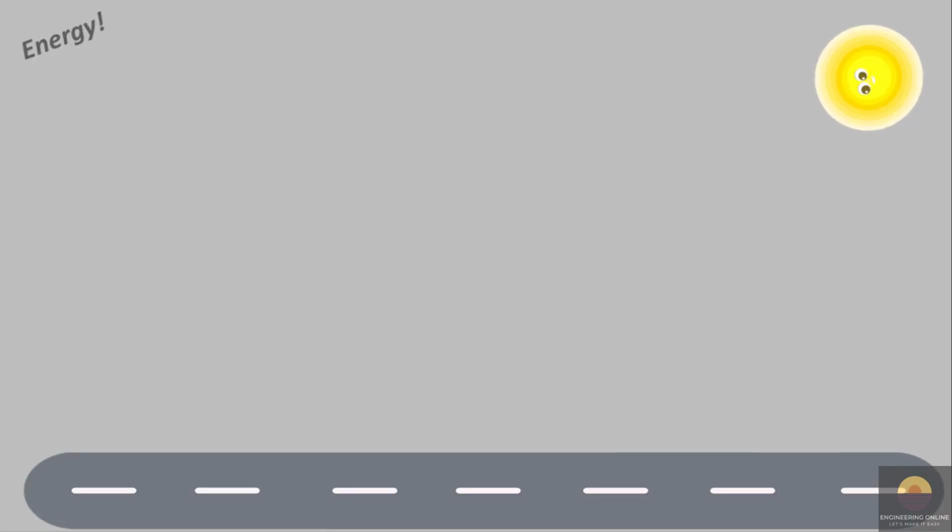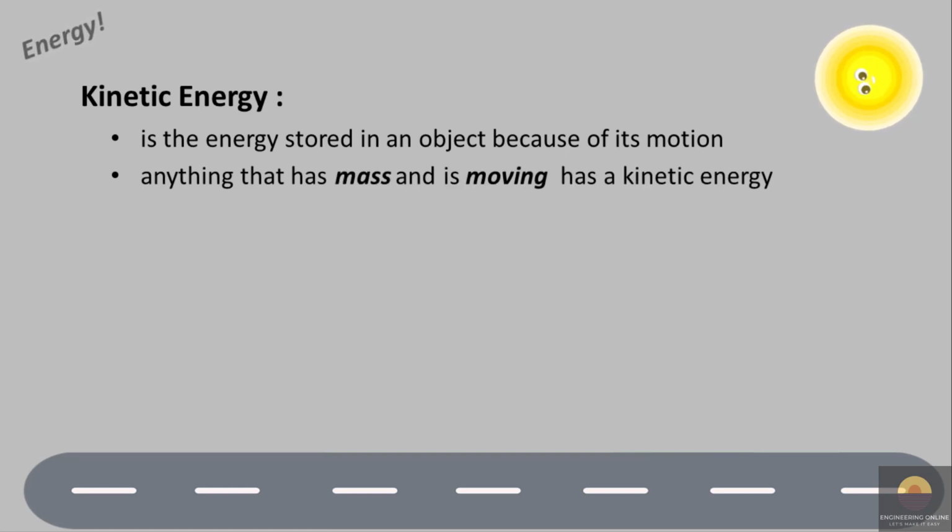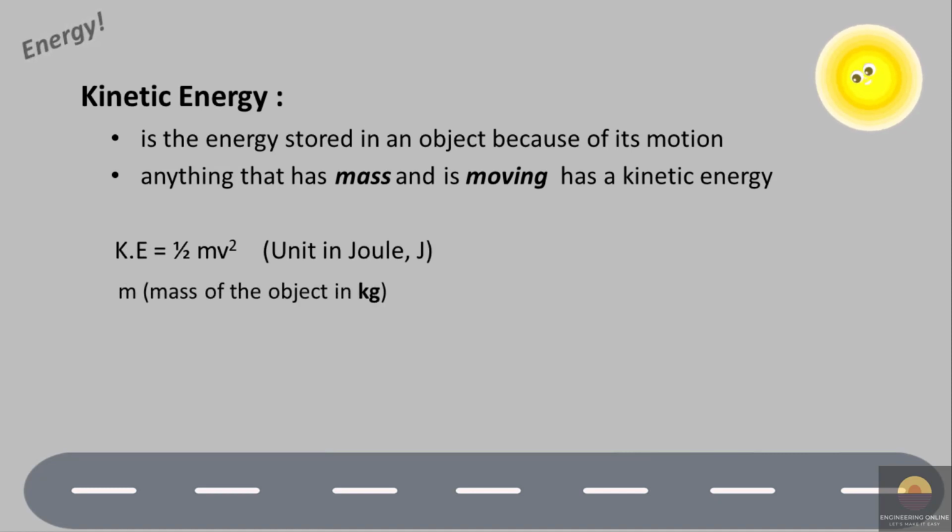First, let us talk about the kinetic energy. Kinetic energy is the energy stored in an object because of its motion. Anything that has mass and is moving has kinetic energy. Kinetic energy is represented by the following formula, where m is the mass of the object and v is the speed or velocity of the object.